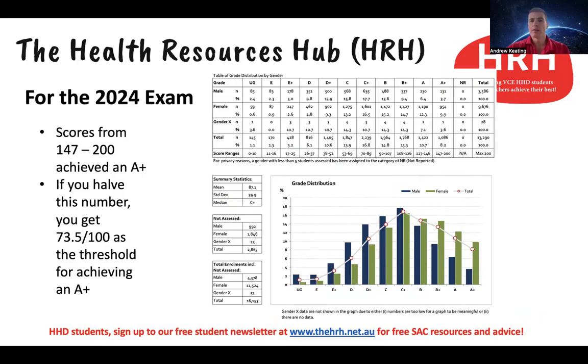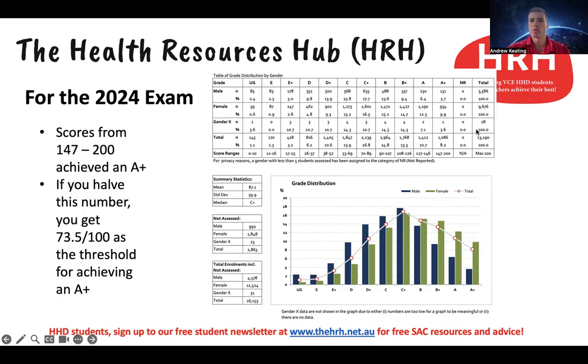They're telling you here that for an A+ in 2024, students needed to receive between 147 to 200 out of 200. As I mentioned before, the exam is marked at least twice at the end of year, so if you halve that number, that gives you the mark out of 100 that students needed to achieve an A+ in 2024. You can see 73.5 out of 100 was the threshold for achieving an A+ in the exam in 2024. And there's obviously other data about an A, a B plus, a B.